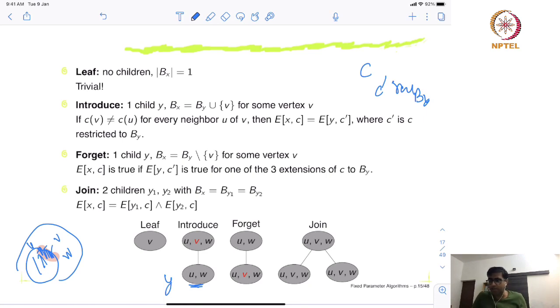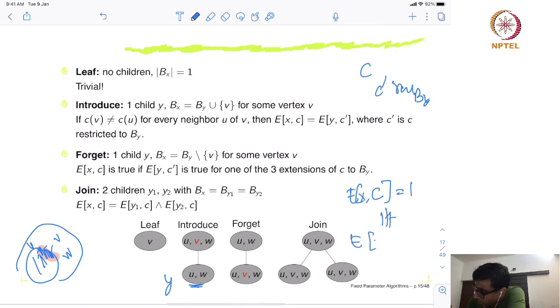Now what about a forget child? A forget child means you are forgetting a vertex V. So I am going to assign a coloring. I look at all the possible extensions of this coloring, meaning if I have a coloring C given to me, then E of XC is 1 if and only if E of Y comma C prime is true for one of the 3 extensions of C to Y, because I know that if it is a valid 3 coloring, then the child which I am forgetting also gets some color, either 1, 2 or 3.